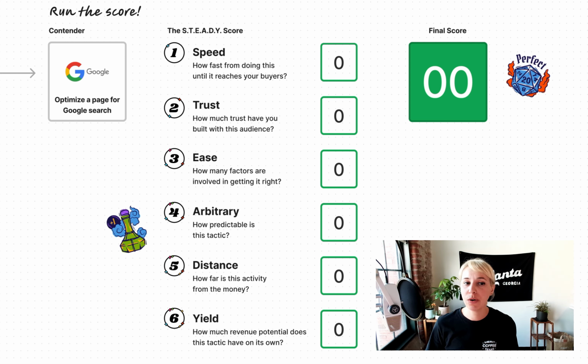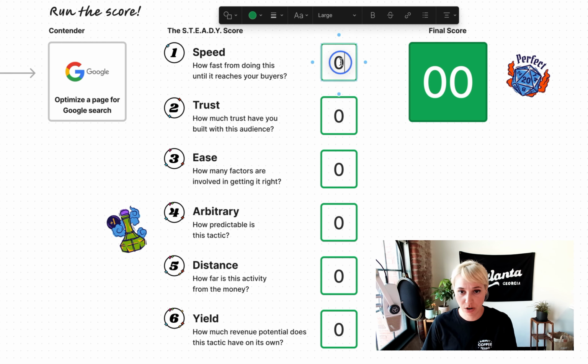According to Backlinko, it takes about 2 months to rank a new page highly on Google. So you're looking at 2 months from doing this activity until it even reaches the search results page, and that doesn't account for getting clicks and those clicks actually converting to a lead. But we'll go with 2 months just as our baseline. So I'm gonna say that that's a fairly slow activity. We're gonna give it a 1.